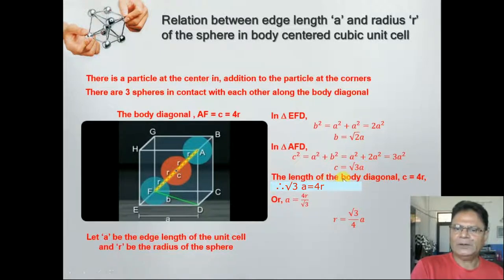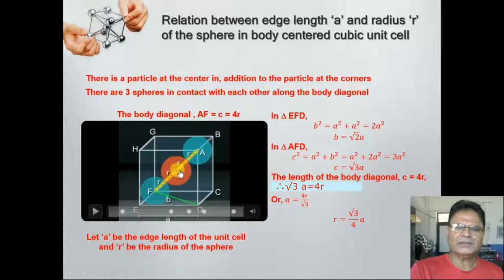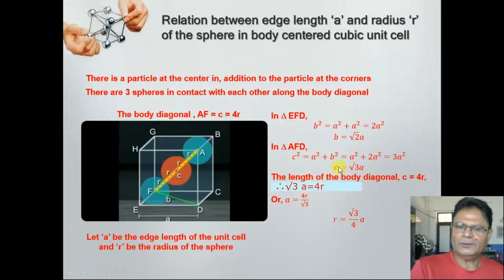The length of the body diagonal, we know c is equal to 4r. This is body diagonal c. This is equal to r plus 2r plus r, which is 4r. Therefore, we can write that 4r is equal to under root 3 a, or a is equal to 4r by under root 3, or r is equal to under root 3 by 4 a.